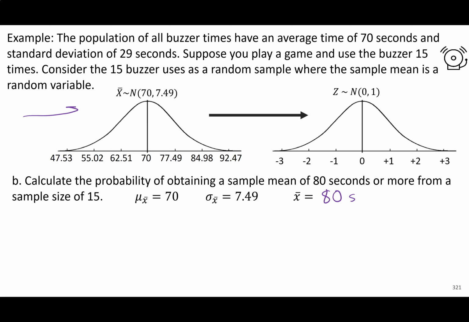So looking here, this is from that last slide, but prettier, right? So 80 seconds, it's somewhere between 1 and 2 standard deviations above the mean. So calculate the probability that you take a sample of 15 buzzer times and you get a sample mean of 80 seconds or more. So I want this area up here. What's the probability I randomly select 15 and get an average higher than that?